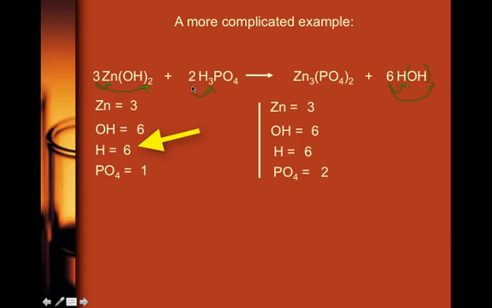It also gets distributed to the phosphate. Remember, this is a whole thing here. We have one of those, right? We have one phosphate. So 2 times the 1 phosphate, we'll change that to 2. And that actually balances it. You have 3 zincs, 6 hydroxides, 6 hydroxides, 6 hydrogens, 6 hydrogens, 2 phosphates, 2 phosphates. And so you're now balanced there.